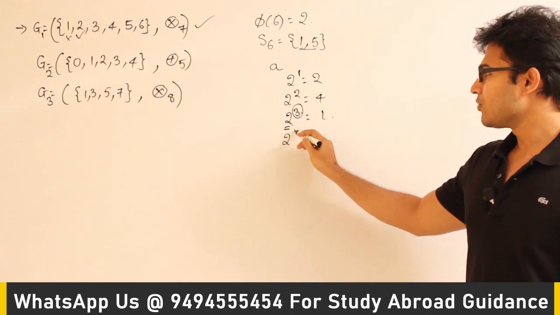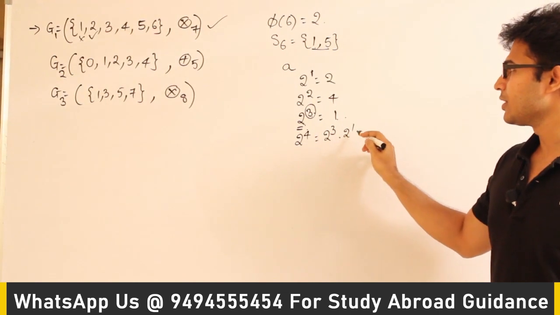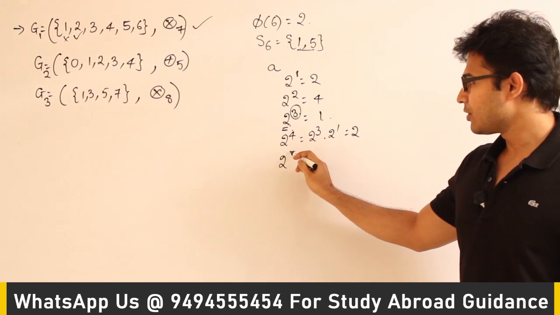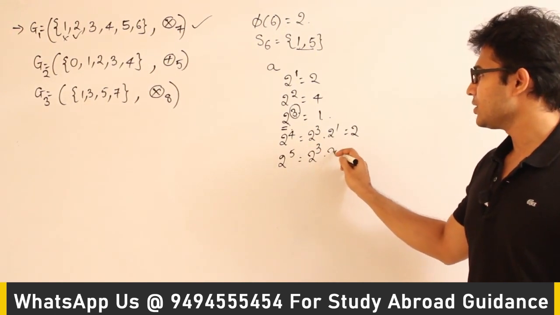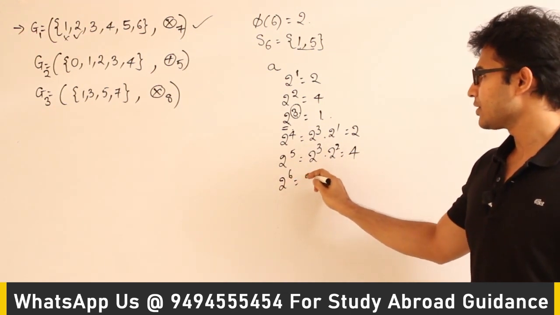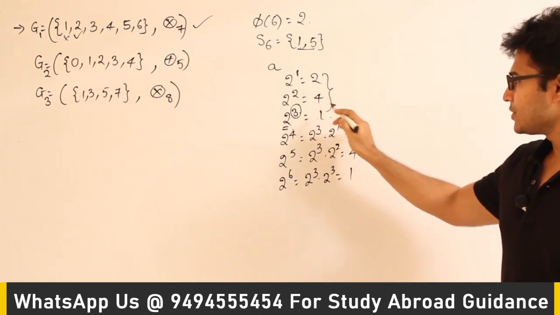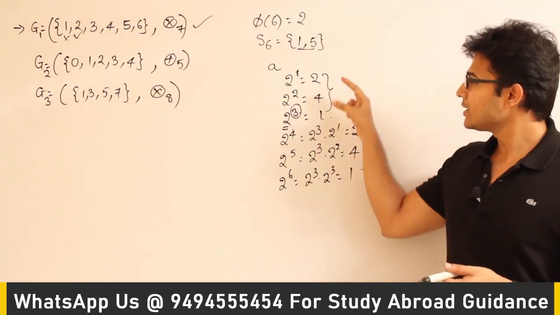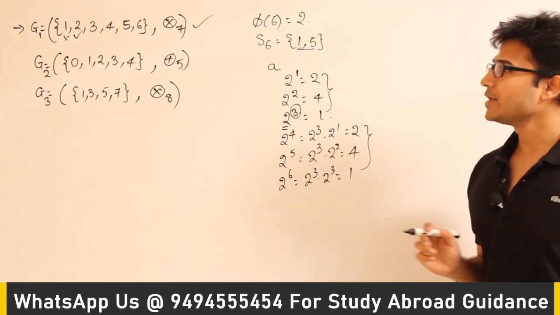Even if you want to go further and test it, you can. Now if you go for 2 power 4, you can write it as 2 power 3 into 2 power 1, which is again 2, right? And 2 power 5 you can write as 2 power 3 into 2 power 2, which is again 4. And 2 power 6 you can write as 2 power 3 into 2 power 3, which is again 1. So you will not be generating all the elements, you will be generating only 2, 4, 1, and this cycle will repeat. Got it? So 2 cannot be a generator.